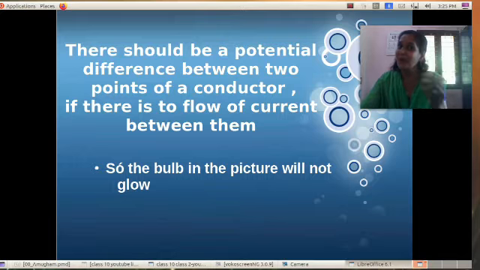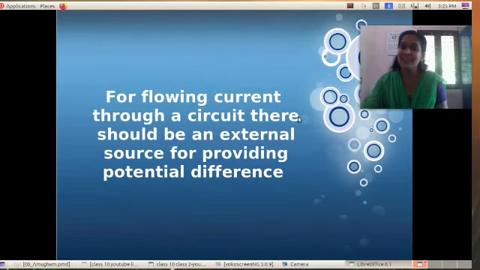So, for current to flow, there needs to be a potential difference. We need a highest potential area and a lowest potential area. For current to flow through a circuit, there needs to be an external source providing the potential difference, students. Then only the current flows.